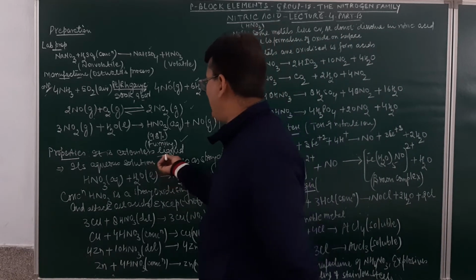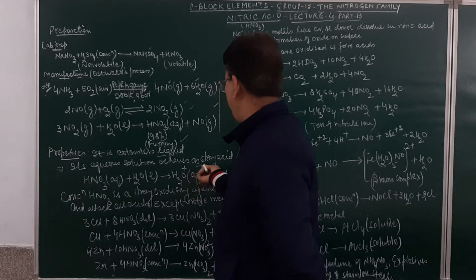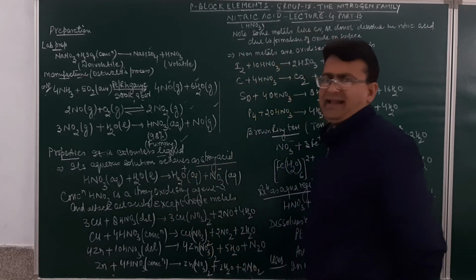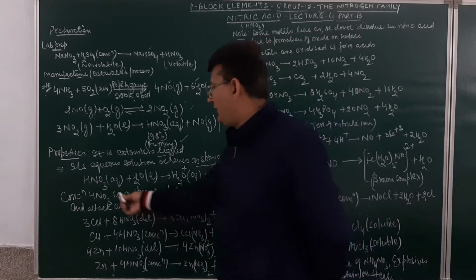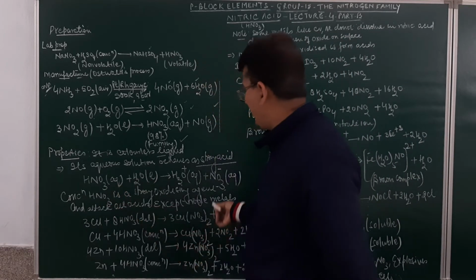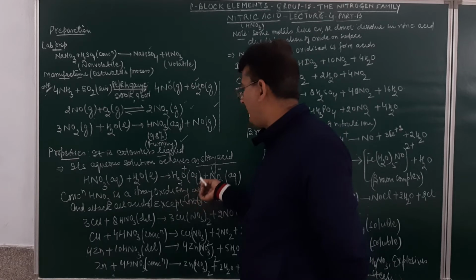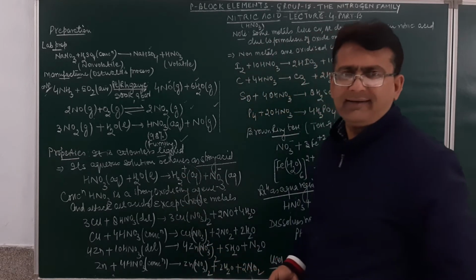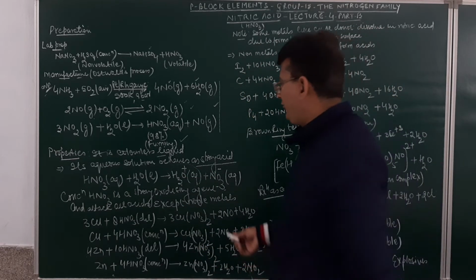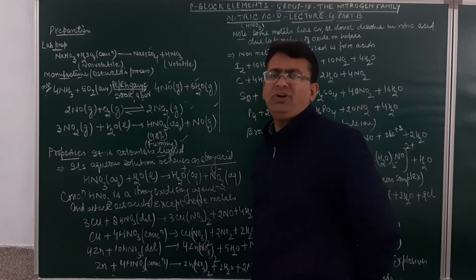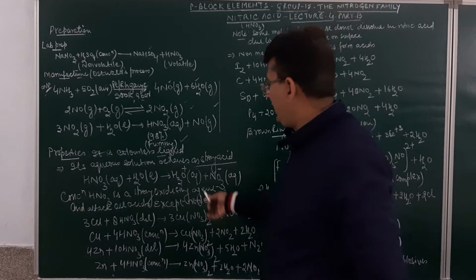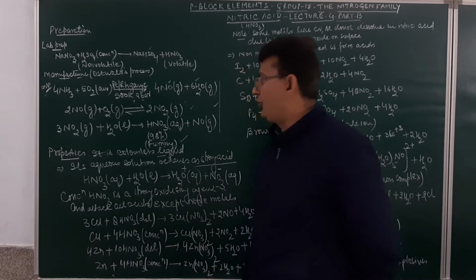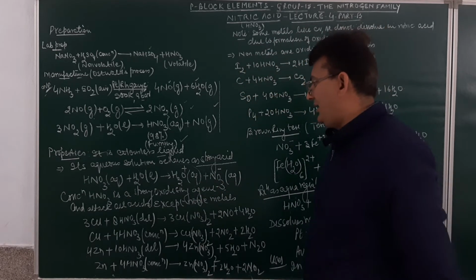Now, properties. It is a colorless liquid. Its aqueous solution behaves as strong acid. How do we know it behaves as a strong acid? When nitric acid is dissolved in water, it will result in the formation of a hydronium ion, which shows that it is acidic in nature. Since it furnishes only one hydronium ion, so it is monobasic in nature. Am I clear?